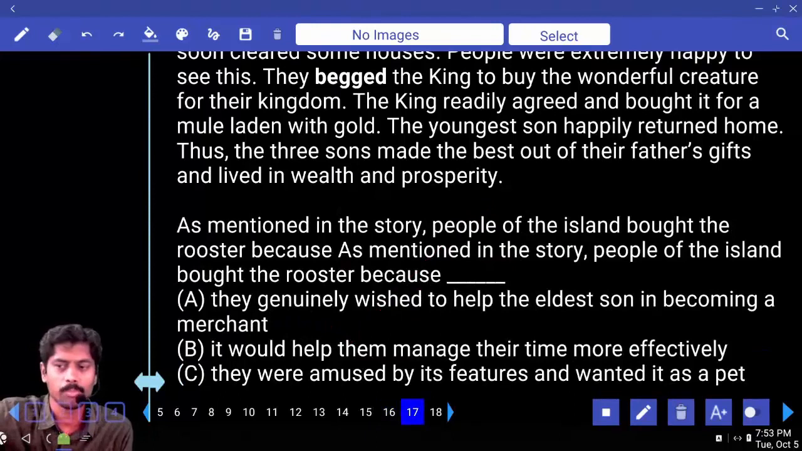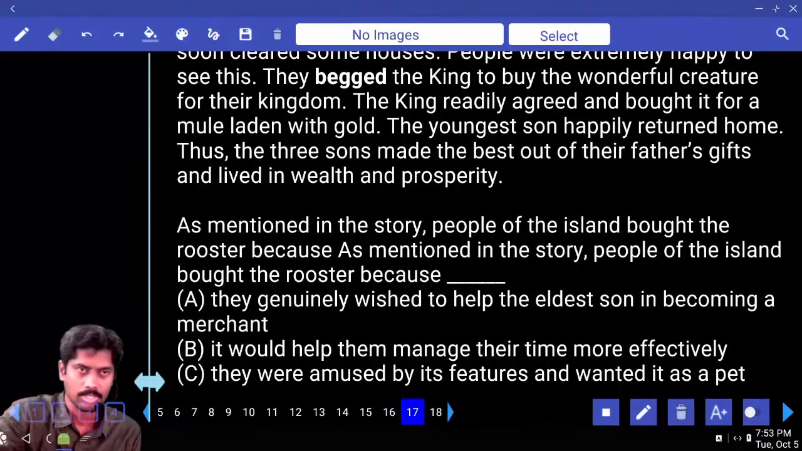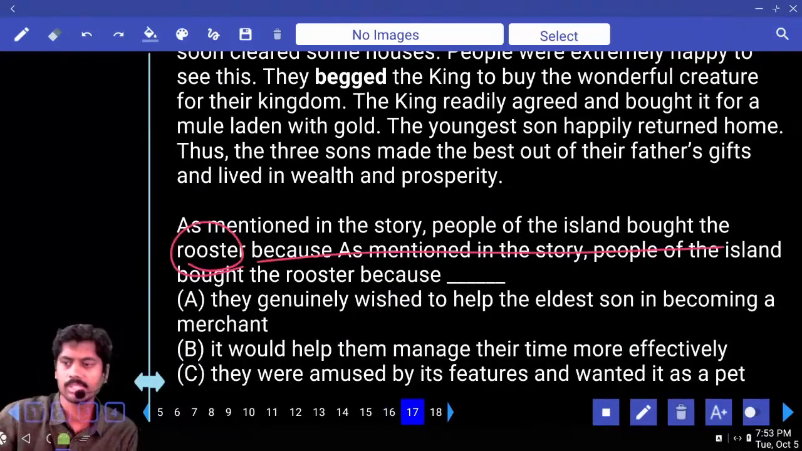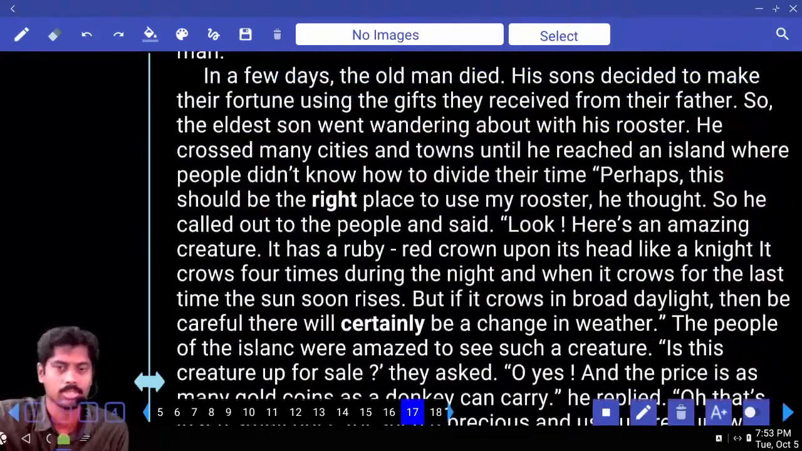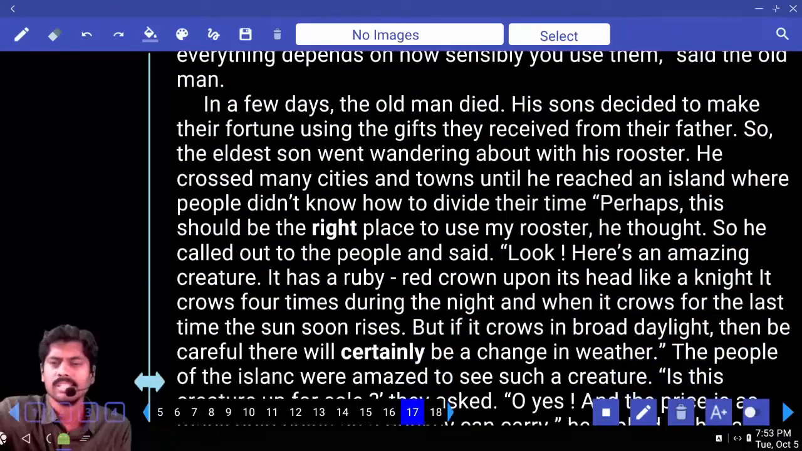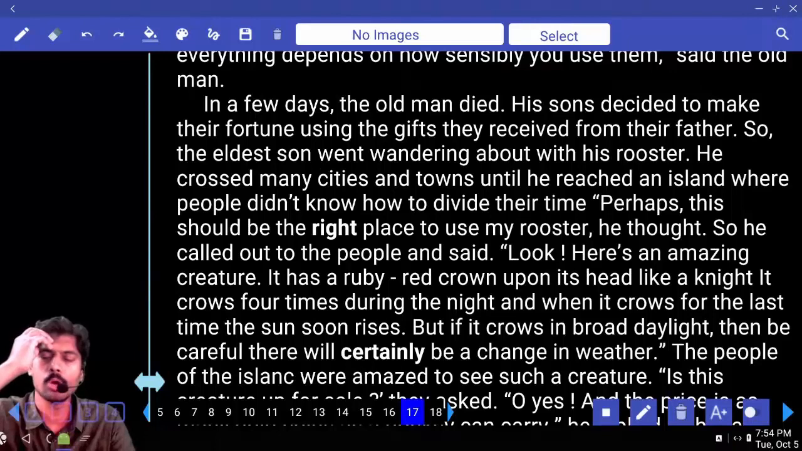As mentioned in the story, people of the island bought rooster. They bought rooster because, why did they buy? Where is that island buying rooster? Is it in the second paragraph? Yes. In a few days, the old man died. His sons decided to make their fortune, means they want to earn money, they want to create wealth. His sons decided to make their fortune using the gifts they received from their father. So whatever the father gave, based on that they want to earn money.